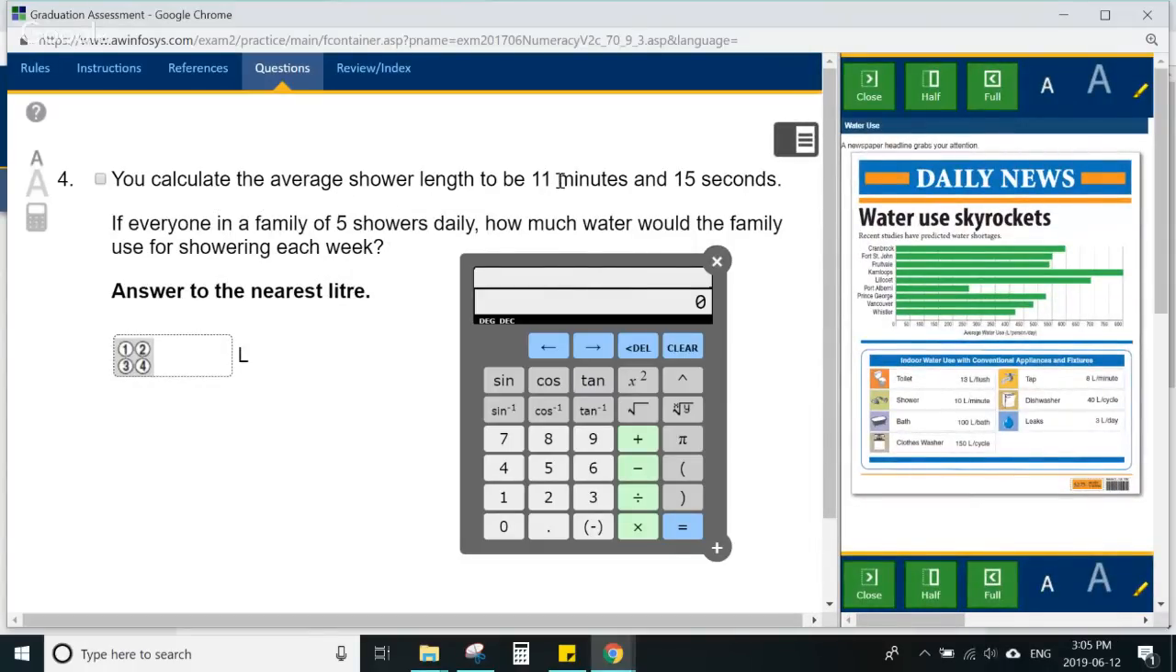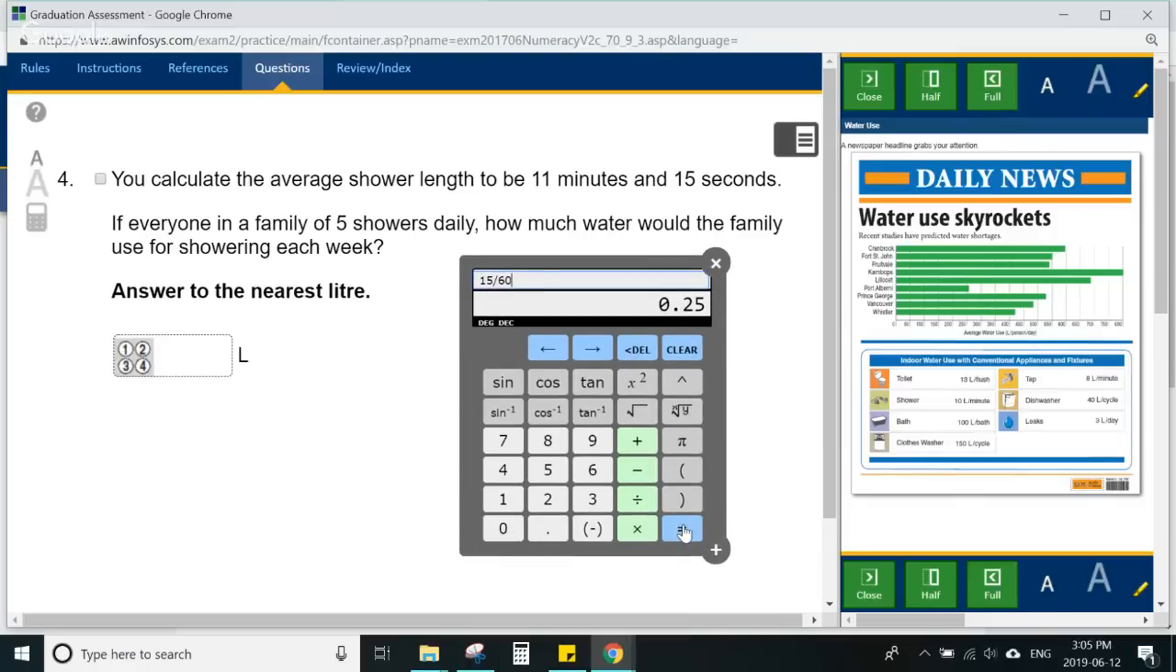10 liters per minute. So we have 11 minutes and 15 seconds. 15 seconds is a quarter of a minute, or 15 seconds divided by 60 seconds per minute will give us a quarter of a minute. So 11 and a quarter minutes. And we have everyone in the house showering. So 11.25 times the number of people in the house, 5, gives us a total of 56.25 minutes of showering between all 5 people.